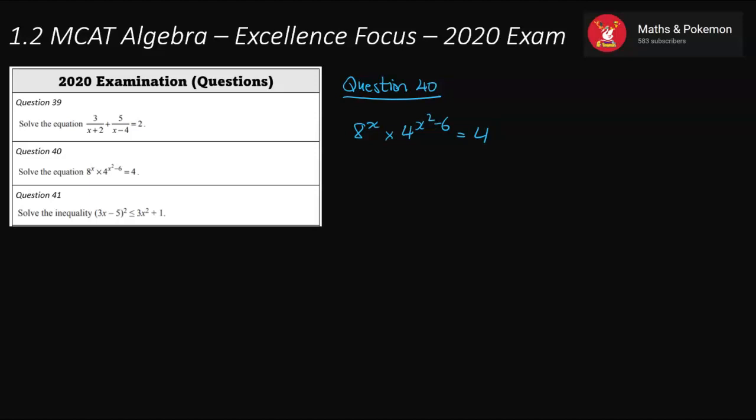So initially when I looked at this question, I was a bit confused because I was going, well, 4 to the power of 2 is 16, but how can I get that there? But then I realized all of them are 2 to the power of something. So I'm going to need to change this. So that 8 is going to be 2 cubed to the power of x. That 4 here is 2 squared to the power of x squared minus 6x, and that 4 there is just 2 squared.